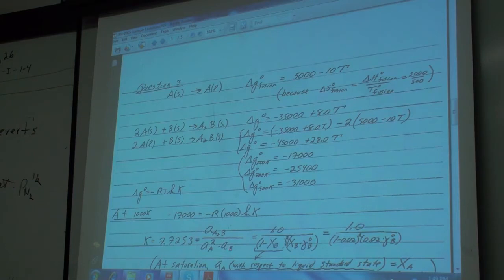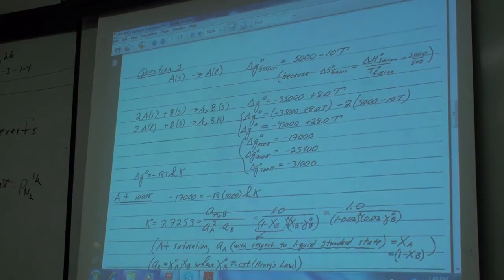Okay. Now, this is important when you say delta G, this equation, delta G standard is minus RT log K. The equilibrium constant then is given with respect to the same standard states as are used in the delta G0. That's the whole point of this. This is solid A, solid B, and liquid A, solid A2B, solid B, and liquid A.